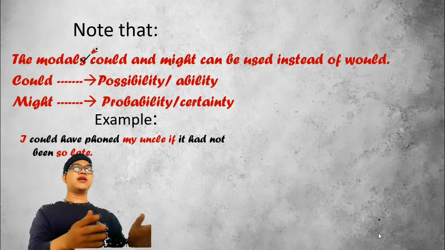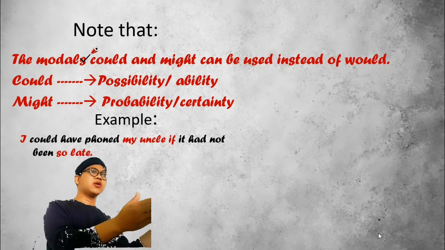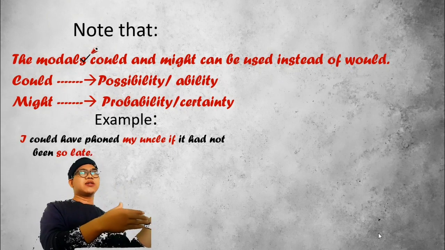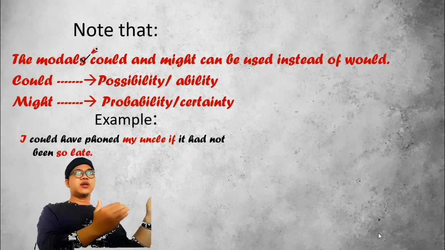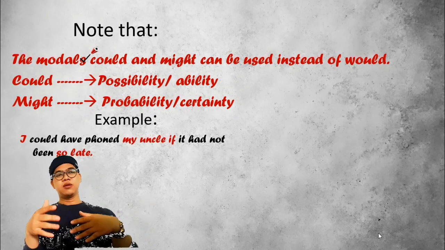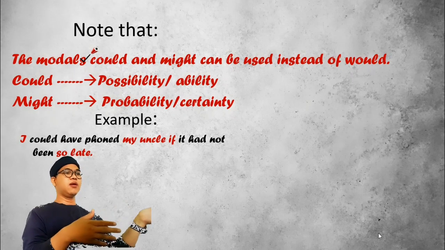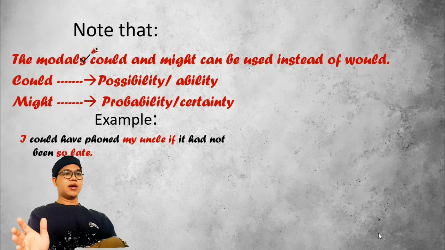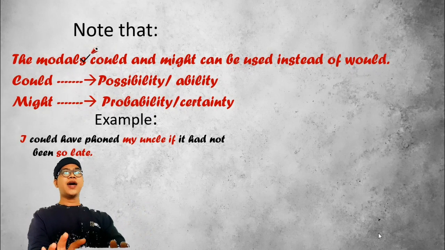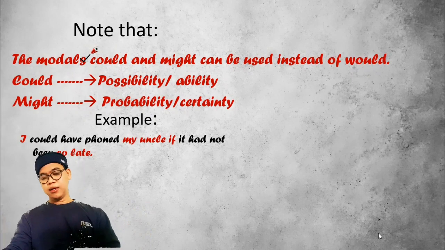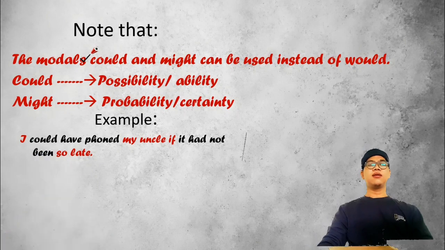Maybe something about probability and certainty, when you were confused about something in the past, you can express it with these conditional sentences and you regret it. For example, I could have phoned my uncle if it had not been so late. So could have phoned, here, is part of ability.